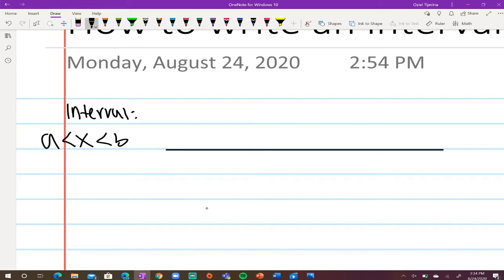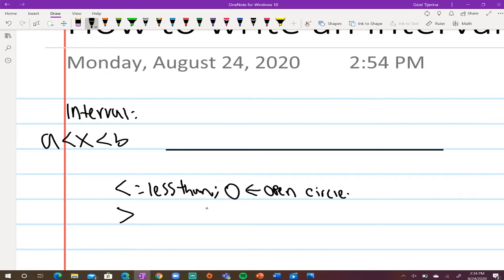The thing about these is that on the number line, when you have less than, it's going to be an open circle. This one says greater than, so that means you're again going to do an open circle.